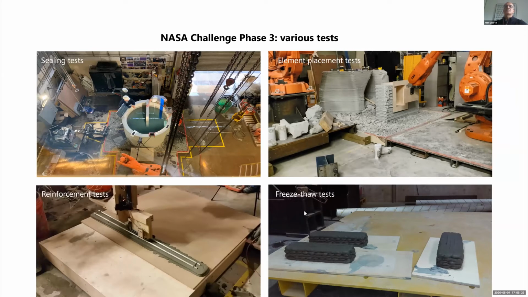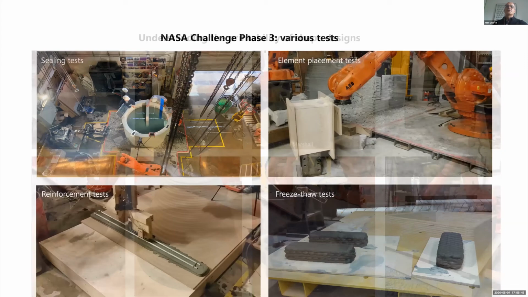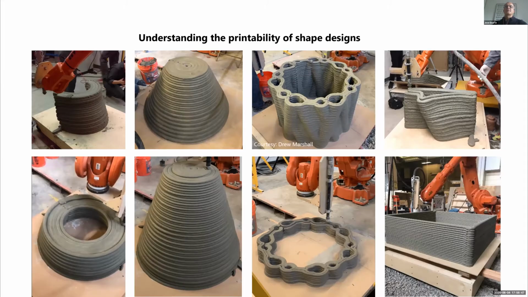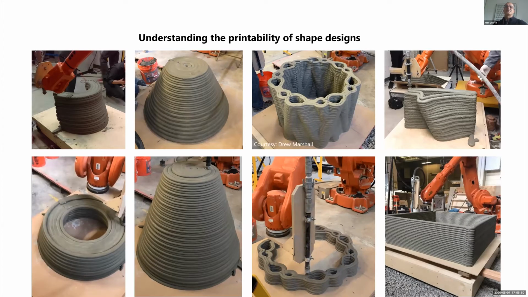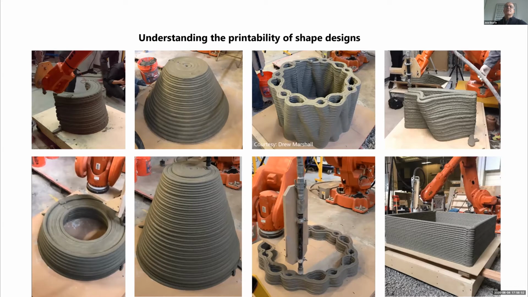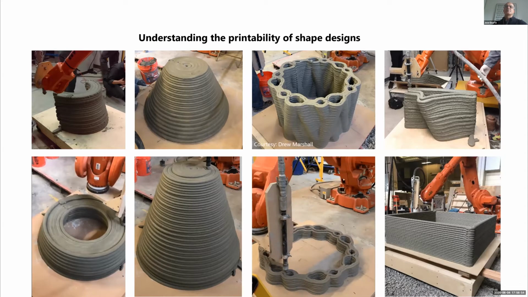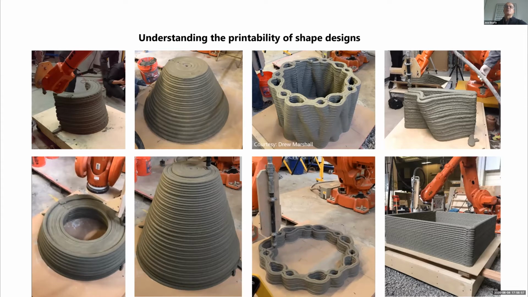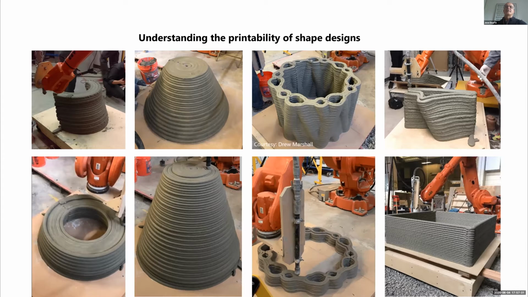And then you need to make sure that the structure can endure successive cycles of freeze and thaw, because on Mars, there's a wide range of temperatures between day and night. At the same time, we also want to understand which kind of shapes we can design with 3D printing. So part of our goal is actually to be able to print structures without formwork, so that we make construction as cheap as possible and as simple as possible.